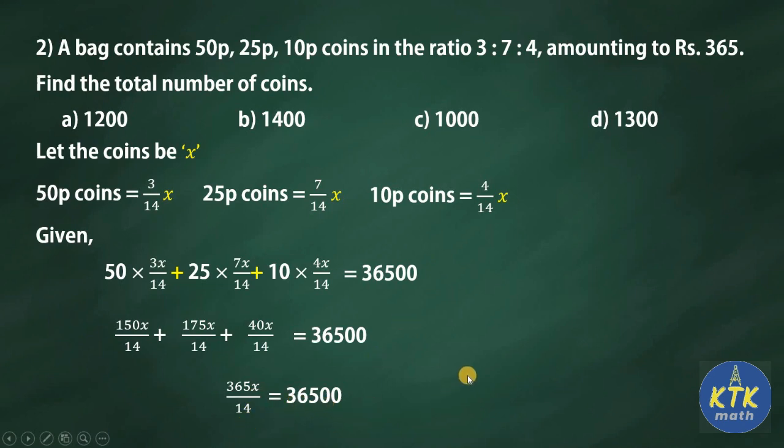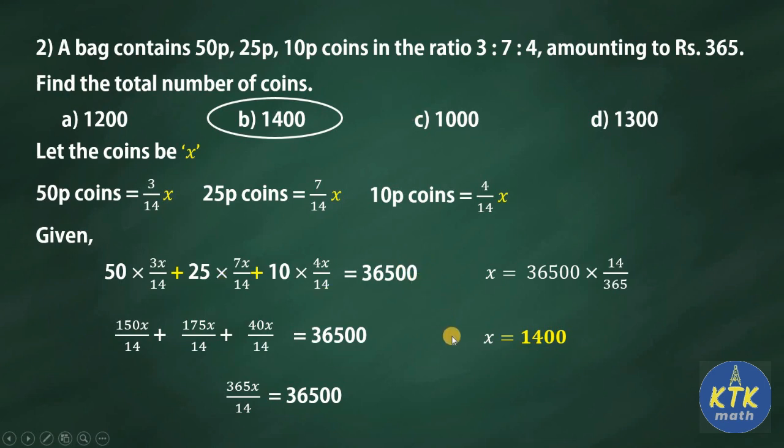Now keep only x on the left side. Transfer this 365 by 14 to the right side. So it will be reciprocal, 14 by 365. Now you can cancel 365 with 36,500. How much will you get? 100 will be here. So 100 into 14, your final answer is 1400. Therefore the bag contains 1400 coins. So this is how, with the help of linear equations, we solve these kinds of sums. Make sure that the paise are converted into rupees in this step.